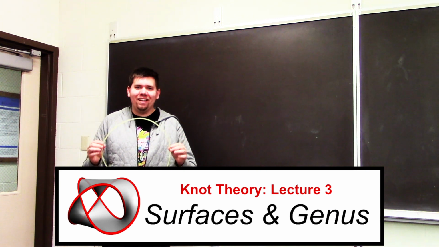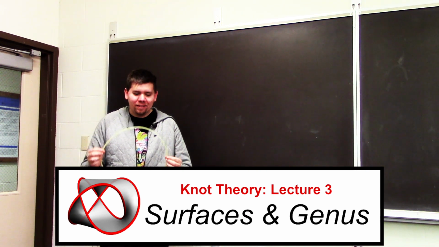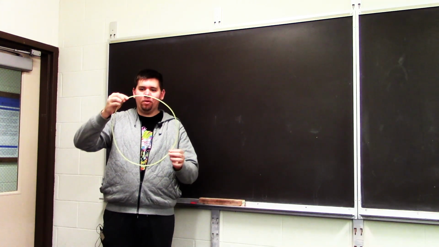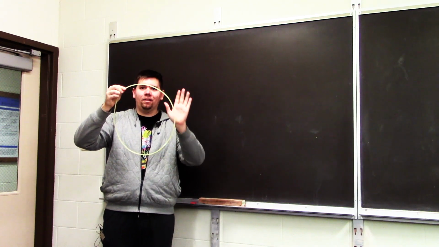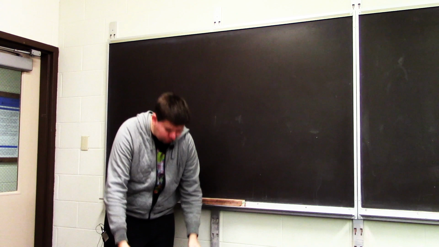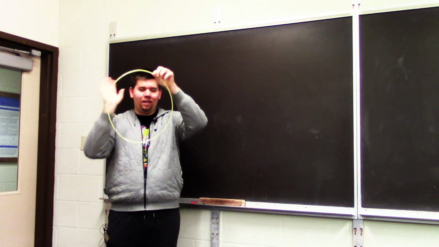Today we're going to see that every knot bounds a surface. So what do I mean by that? If you take the unknotted knot, you can see that it would bound a disk, right? You could imagine dropping this into a bucket of soap. I wish I had soap. And when you pull it out, it bounds a nice disk.